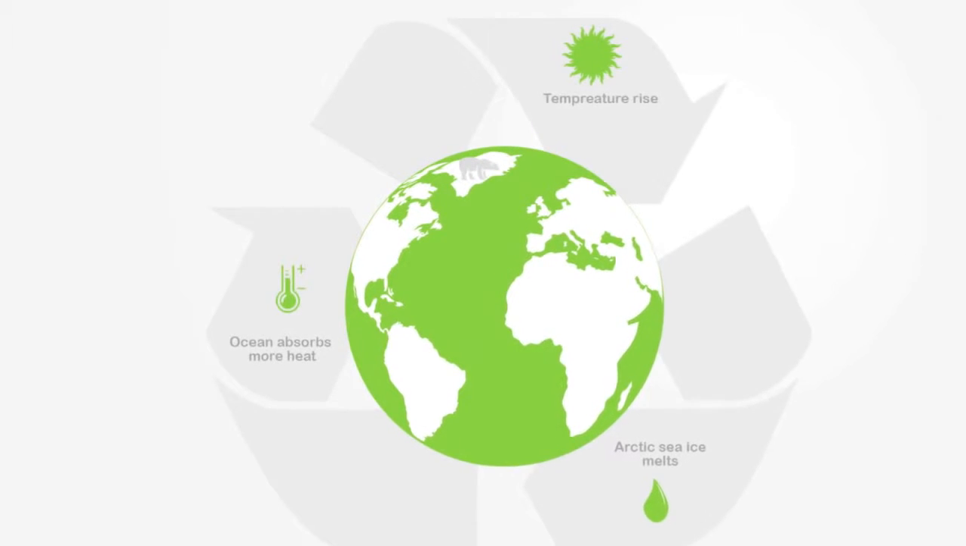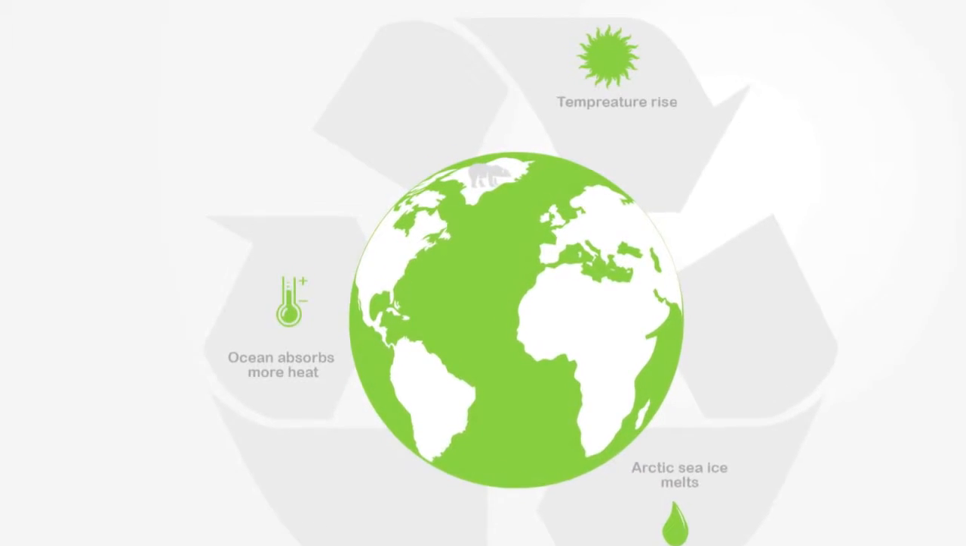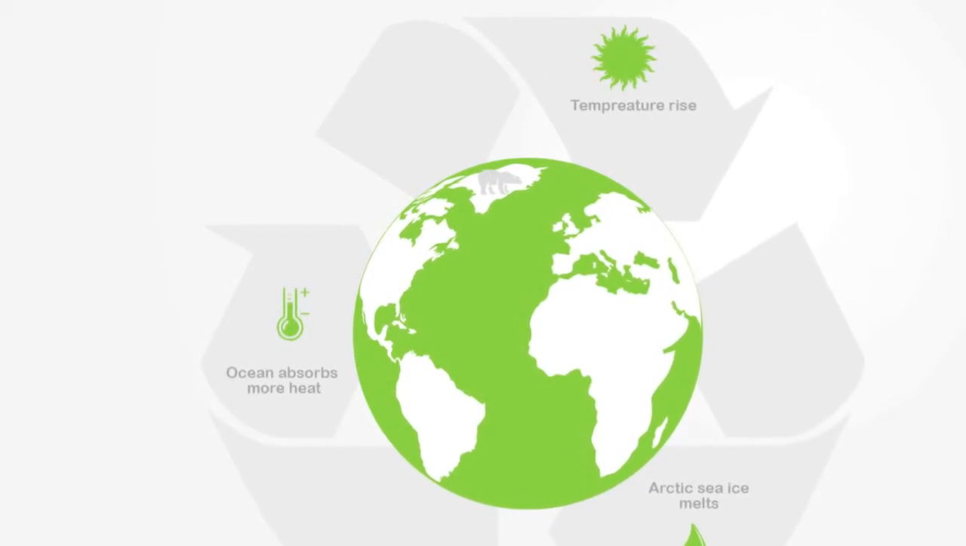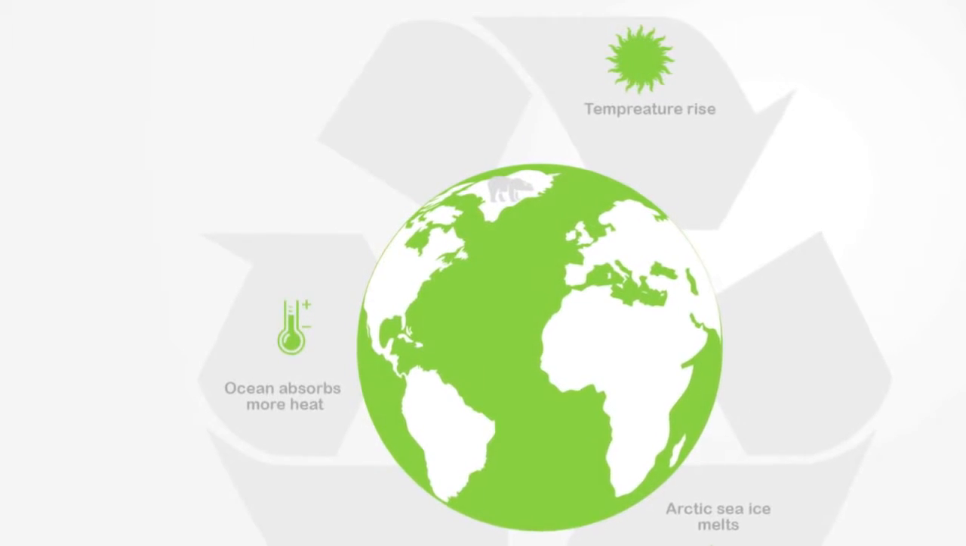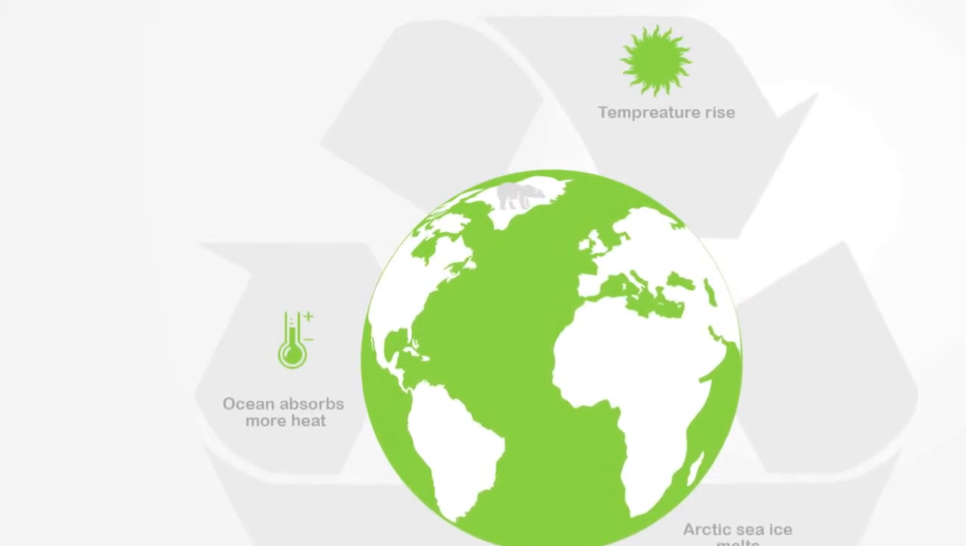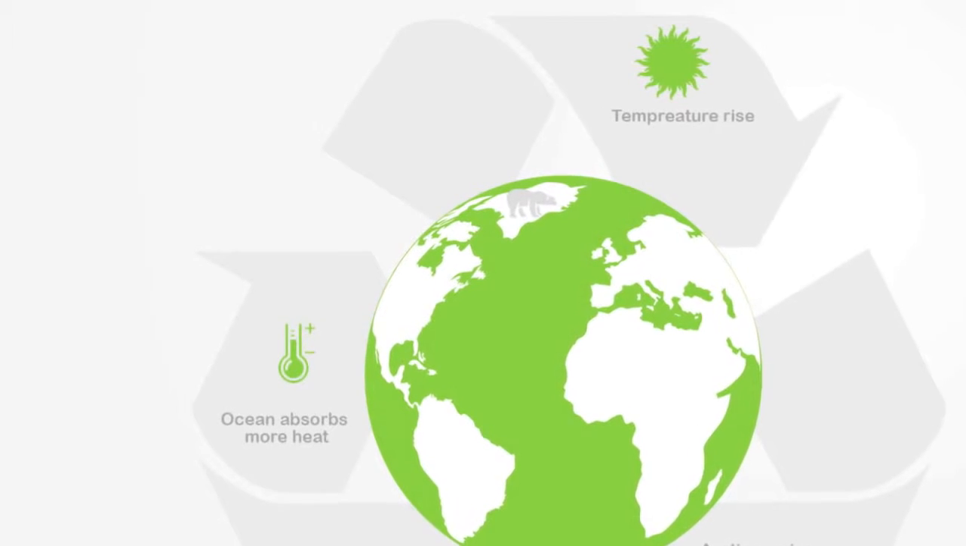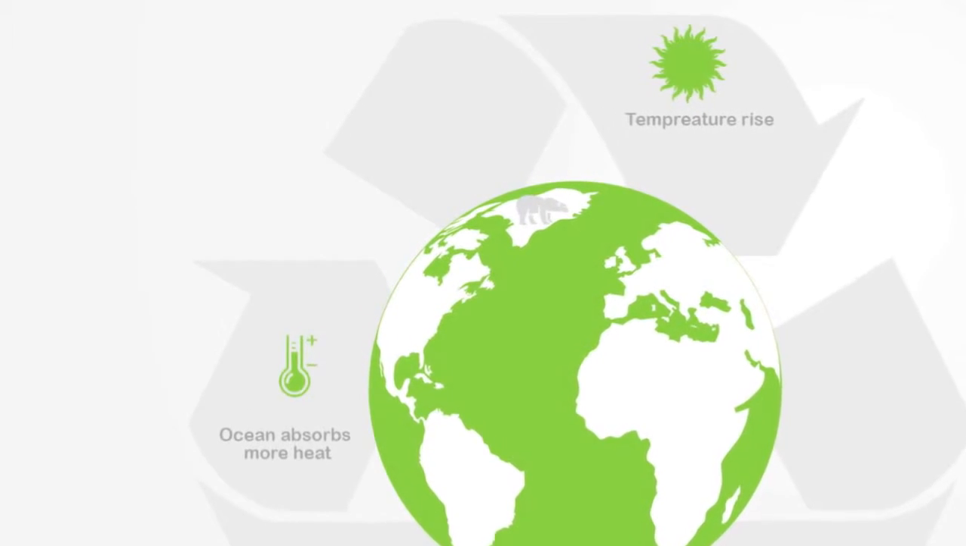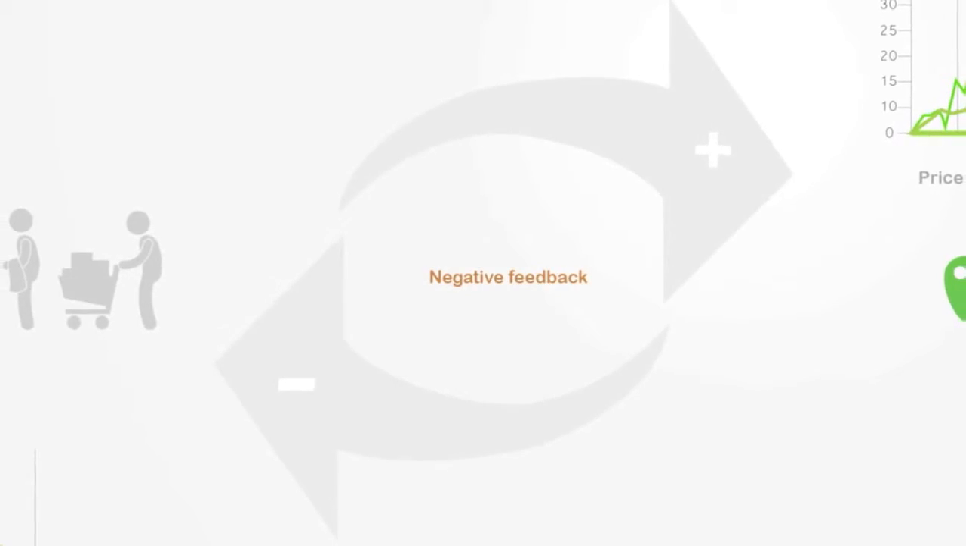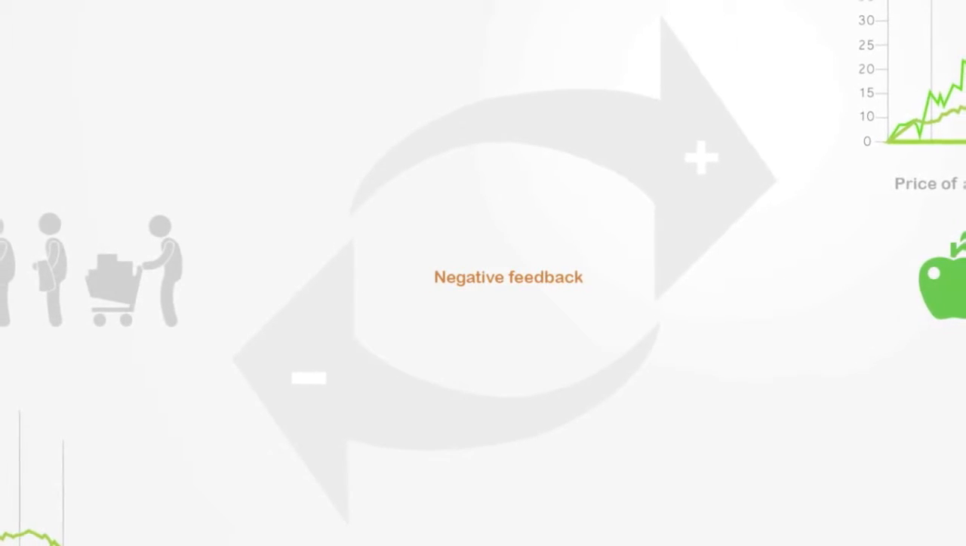For example, as global temperatures rise, Arctic sea ice melts. As this reflective sea ice disappears, the now exposed dark ocean waters absorb more heat, which in turn increases global temperature, and so on. In contrast, negative feedback produces less of the same action.